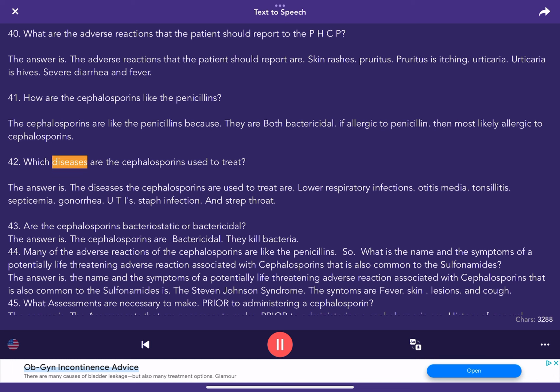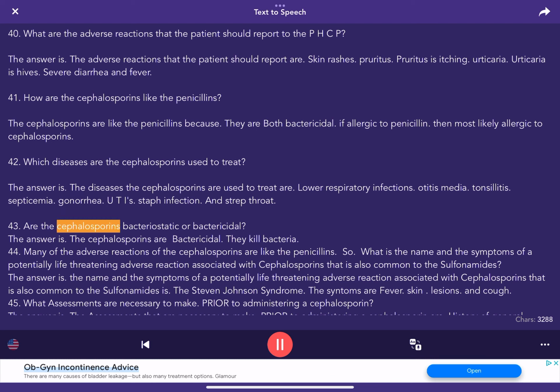42. Which diseases are the cephalosporins used to treat? The answer is, the diseases the cephalosporins are used to treat are lower respiratory infections, otitis media, tonsillitis, septicemia, gonorrhea, UTI, staph infection, and strep throat.